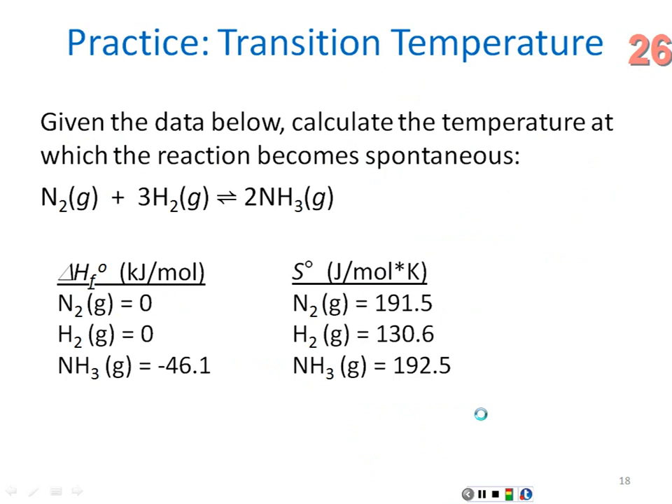Okay, let's practice the transition temperature problem. So given the data below, calculate the temperature at which the reaction becomes spontaneous. Take a few minutes, try to work through this problem, and we'll work it together. Next slide.